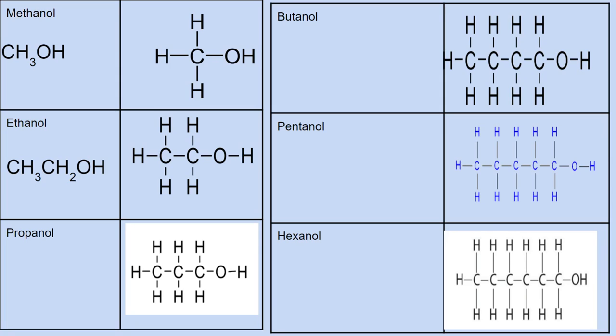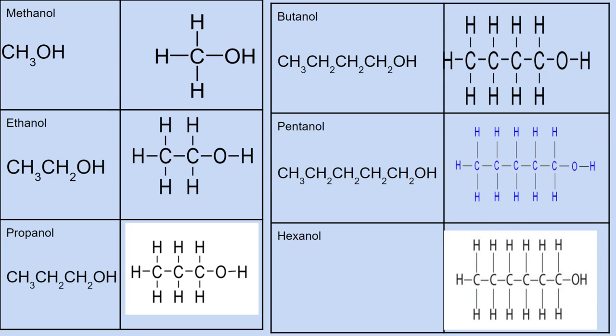Okay, let's go through some answers. So propanol with 3 carbons in our chain, CH3, CH2, CH2, OH. Butanol, CH3, CH2, CH2, CH2, OH. Pentanol, CH3, CH2, CH2, CH2, CH2, OH, and hexanol. You can read that out for yourself. Check your answers, give yourself a tick if you've got them correct. Okay, show off your hard work.